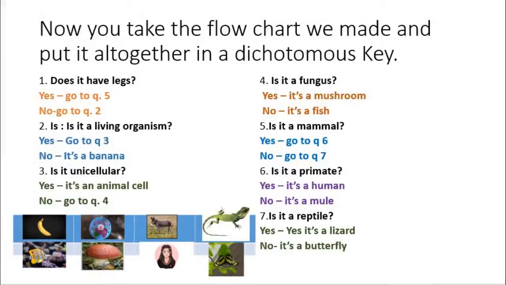So that's a dichotomous key. This is a very simple dichotomous key, but you will see these again on tests. So understand how to follow one through and how to create one yourself.